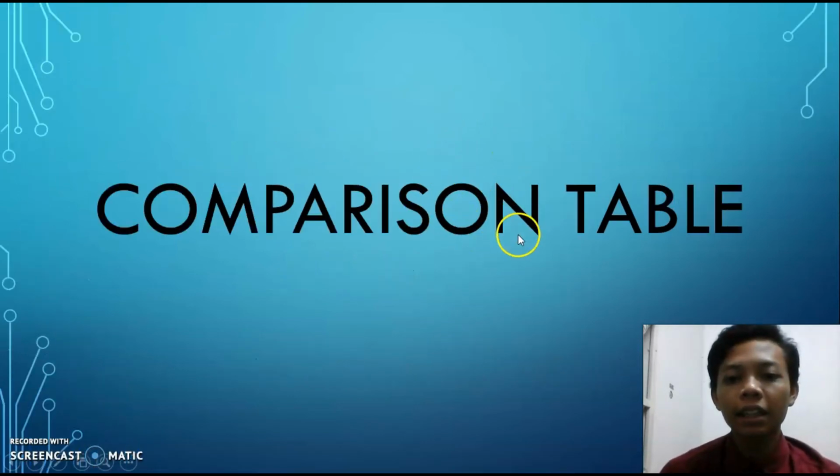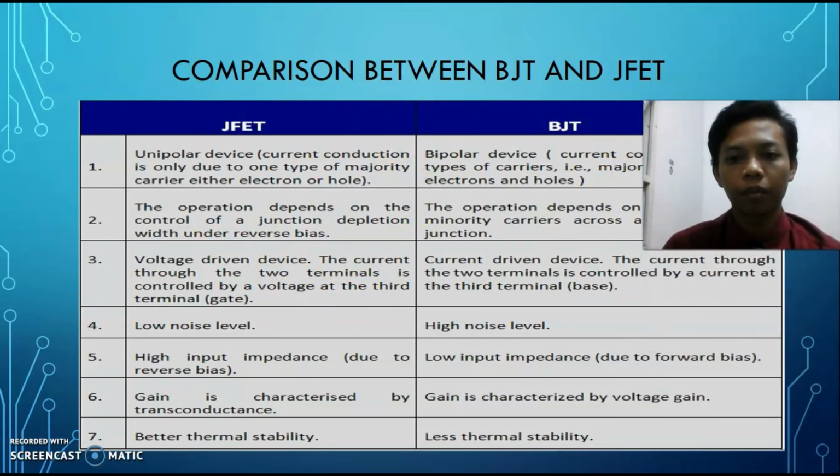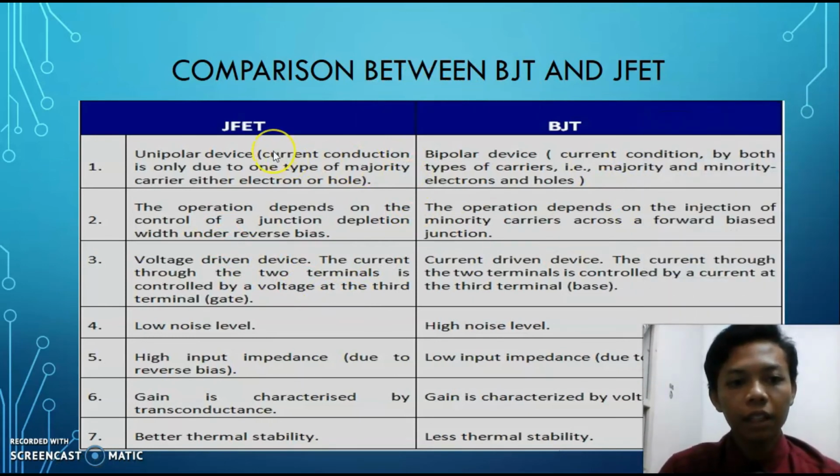Okay, comparison table between BJT and JFET. First, for the JFET, it is a unipolar device. Current conduction is only due to one type of majority carrier, either electron or hole.